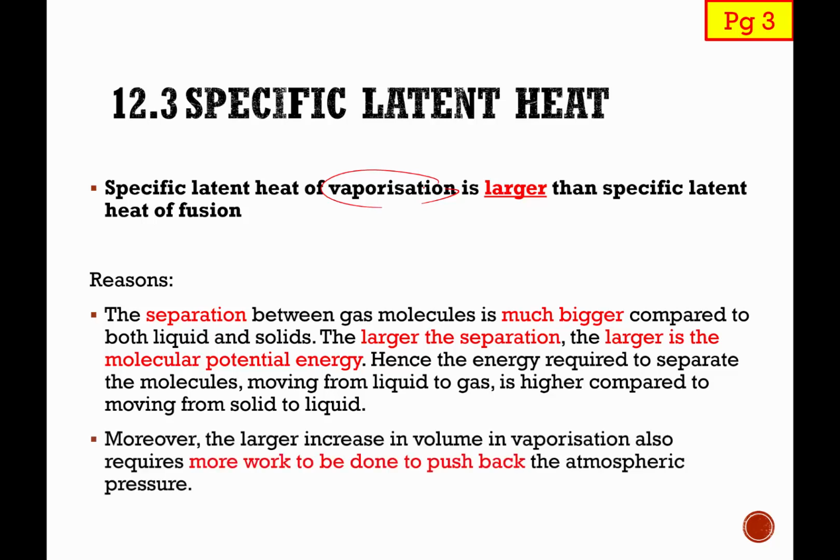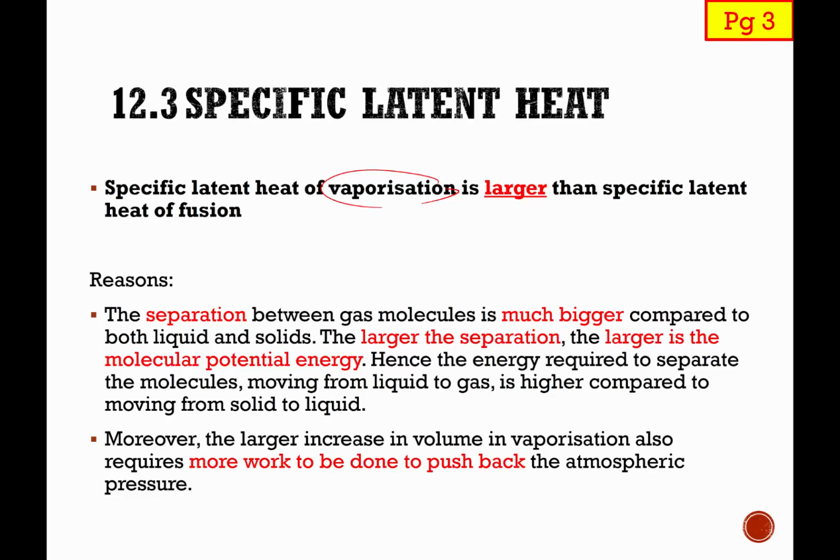Moreover, the larger increase in volume in vaporization also means that there is work to be done to push back the atmospheric pressure. So from liquid, before it can escape as a gas molecule, the gas molecule will need to push back the atmospheric pressure, the gas molecules that are already present in the atmosphere. So this requires energy. This requires work to be done. And that is why this additional aspect of vaporization will also make specific latent heat of vaporization larger than specific latent heat of fusion.